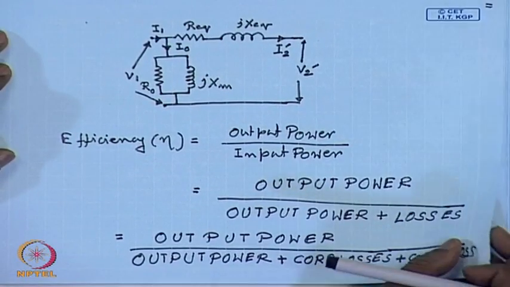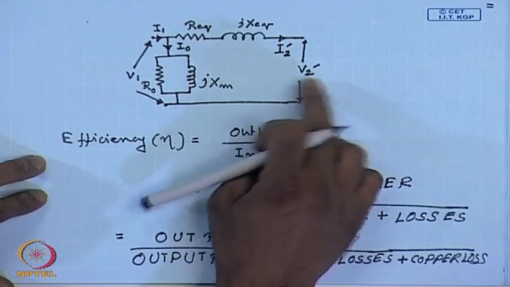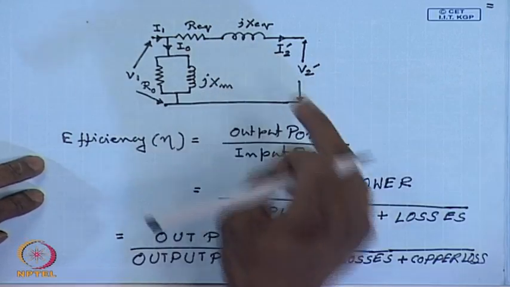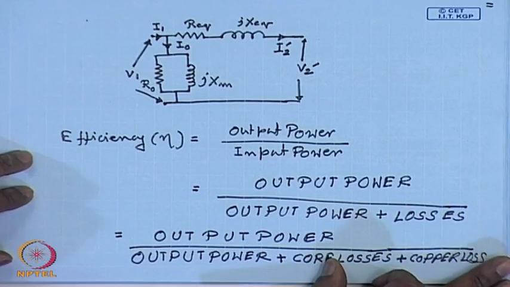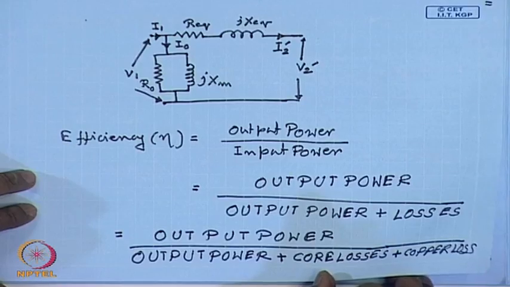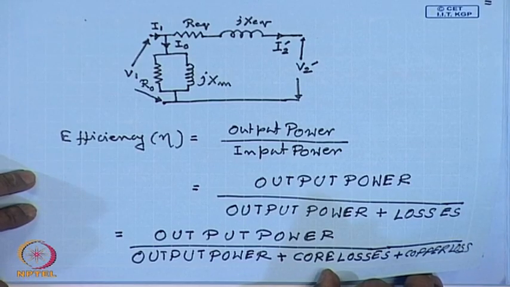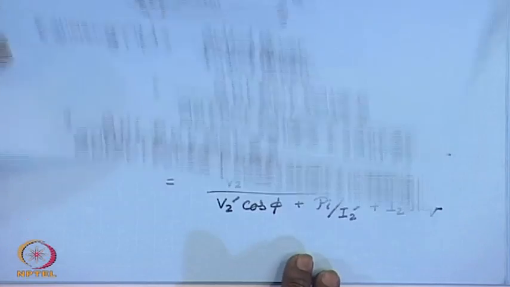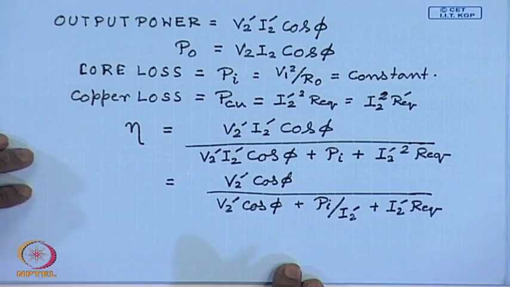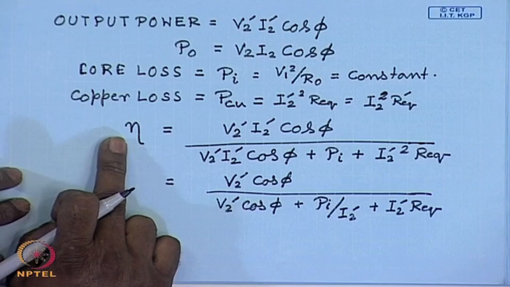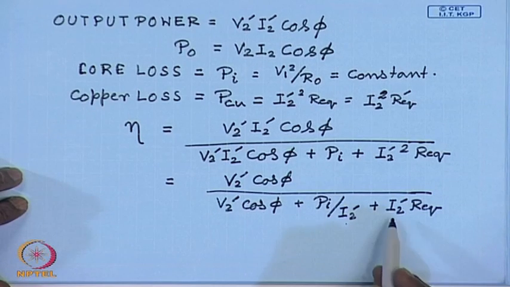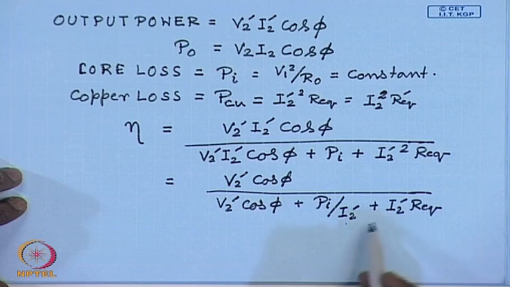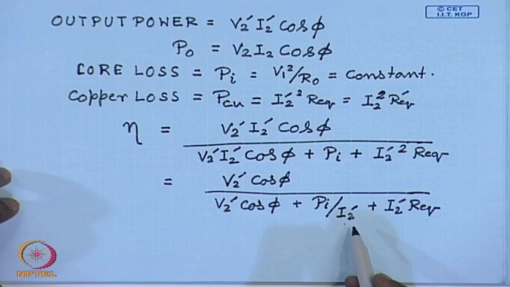In a general transformer, the variation of V2 dash with I2 dash is usually very small. So, for all practical purposes, V2 dash can be assumed to remain constant at its rated value. Furthermore, if we assume that the load power factor also is constant, then we can say that the efficiency depends only on the magnitude of the current I2 dash, and it will be interesting to find out at what value of I2 dash this efficiency becomes maximum.